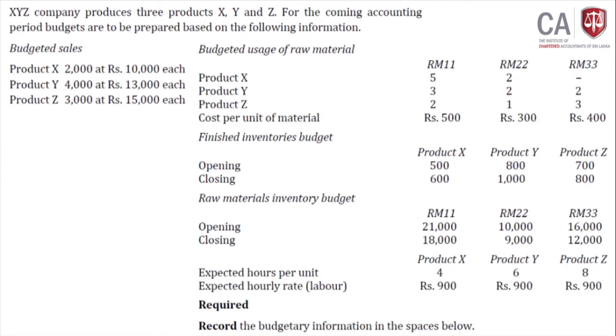Each product required hours. Product X requires 4 hours, product Y 6 hours and 8 hours for Z, right? Cost, total hours. Total hours, quickly I will calculate. 2,100 into 4, 8,400 hours. Simple, 8,400 hours.